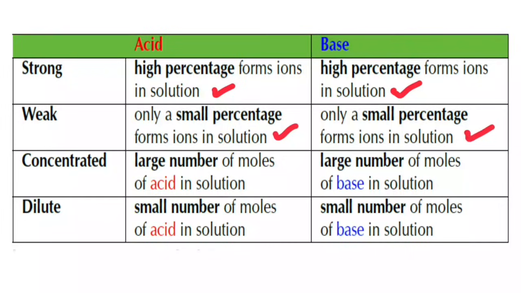Now let's talk about concentrated and dilute. Concentrated means a large number of molecules of acid in a solution, while dilute means we have a small number of molecules in a solution. And the base is quite the same: a large number of molecules in a base solution, and a small number of molecules of base in the solution, that is dilute. So we have talked about the strength, and we've talked about concentrated and dilute.